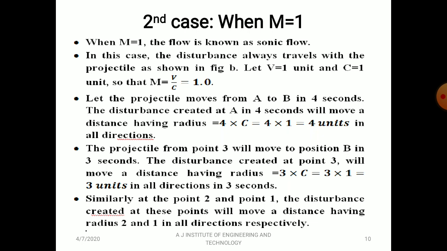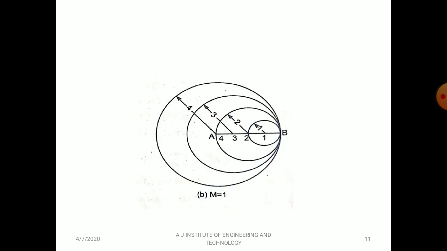So as shown in figure B, let V equal to 1 unit and C equal to 1 unit. Just take the values of V and C as 1 unit, so that M equal to V by C is equal to 1.0. Now I'll explain the case here. Similar to the previous case, M less than 1, just draw the AB line. Now at A again mark point 4. Now for the projectile to reach B, it requires 4 seconds.